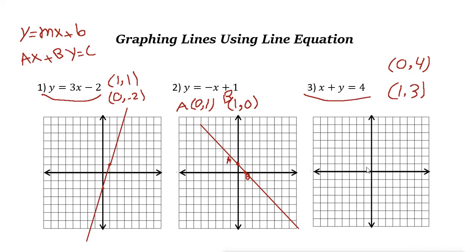Here, x is 1 and y is 3 up. So 1 to the right and 3 up. For this one, (0, 4), so 1, 2, 3, and 4. Now, if you connect these 2 points, then you can graph it easily. Just connect these 2 points and you get something like this. So this is the graph of this line.